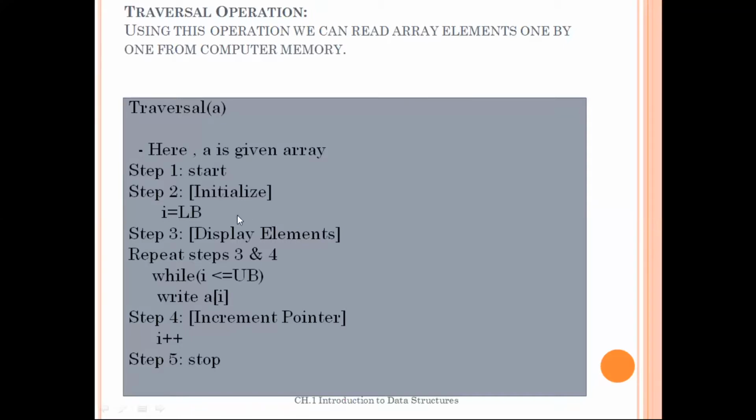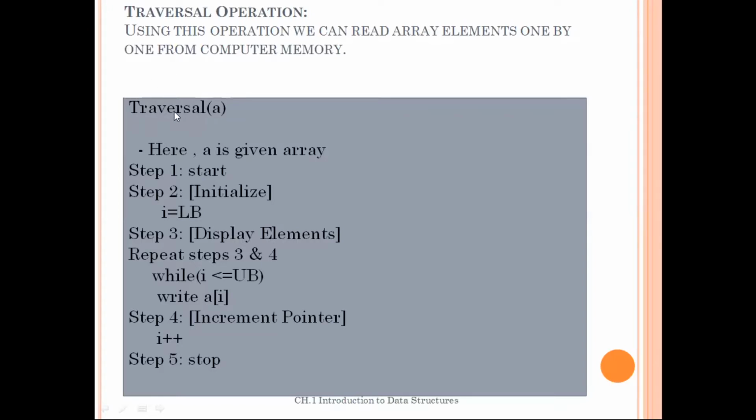Again I repeat. See, if you are asked to write an algorithm for the traversal operation of an array, in the examination it will be asked in either 3 marks or 4 marks, and you have to start writing from here. First of all, what is the algorithm? That is the traversal operation. Then the description of the algorithm, that is, what will be performed in the particular algorithm. So you have to write here like this: using this operation we can read array elements one by one from computer memory. Then start writing the algorithm.